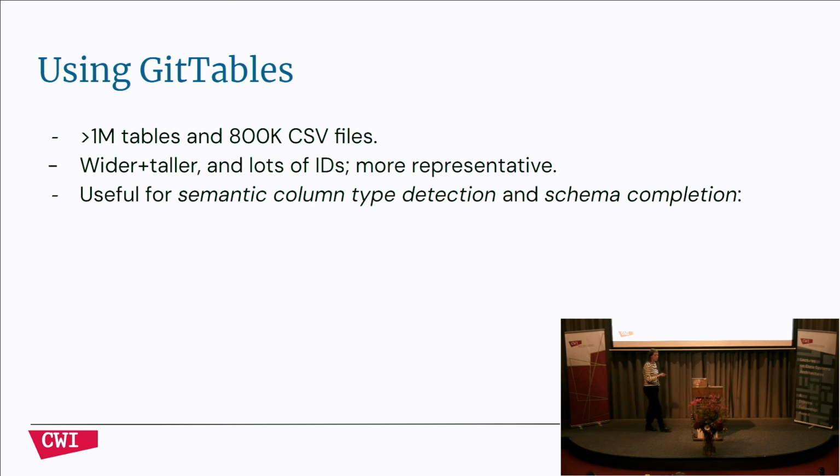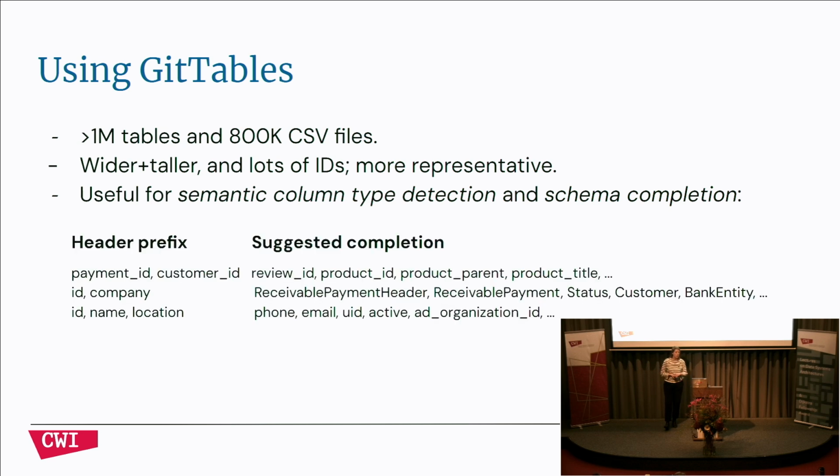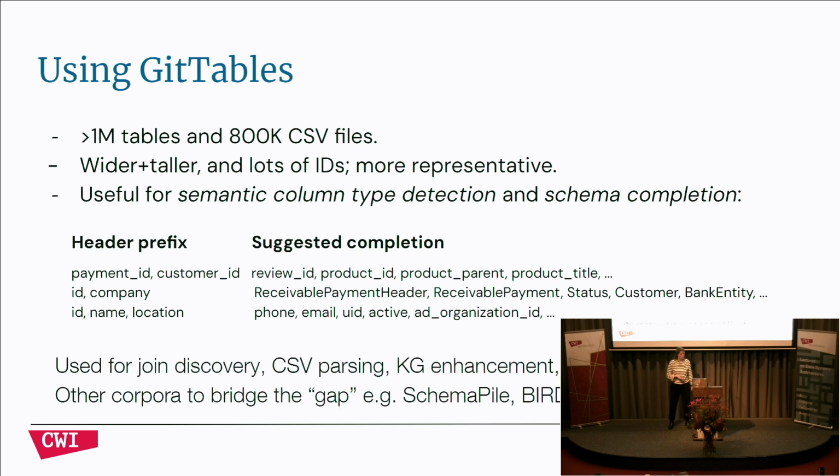And we've shown that you can use this data set to, for example, do schema completion. So given a certain header prefix, what you can now do is suggest additional attributes to complement your header with. That can be quite useful for many applications, for example, knowledge graph enrichment or something like that.